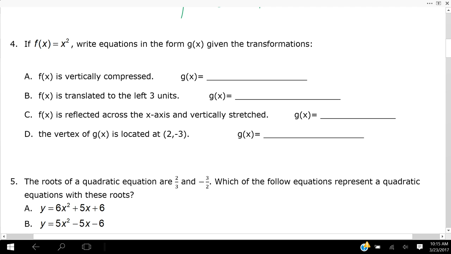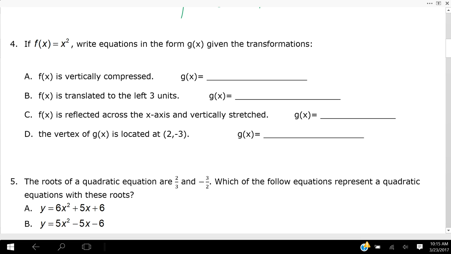So when you're doing problems like this, make sure you look and see if it's stretched or compressed, left or right, up or down, and reflected, because all those things need to be mentioned. If you just mention 1 or 2, you're not going to get it right. So if I'm compressing, that means my parabola is getting wider.